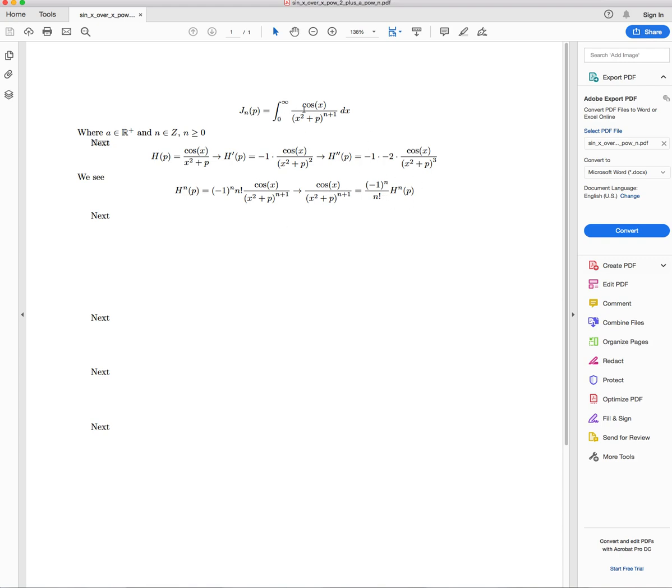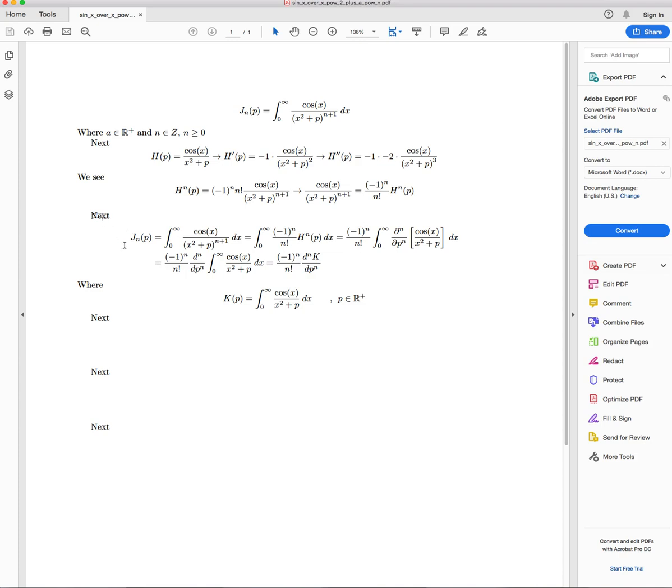So now when we look at this integral, we can actually think of this integrand as this expression here, and that's what we're going to do in the next step. So Jn of p, which is equal to the term that we had before, is equal to the integral from 0 to infinity. As I said, we have resolved this down into this function here, -1 to the n over n factorial of the nth derivative of h of p. Obviously, these are just constants, so we can draw them out the front, which is what we've got here. And then just replacing it for what it is, just the nth derivative.